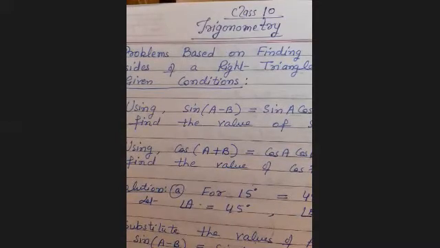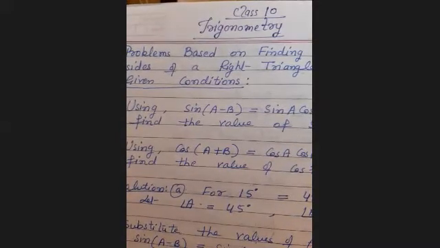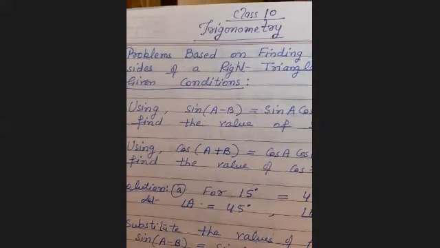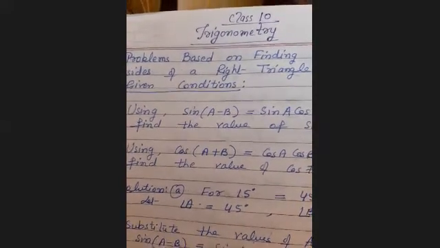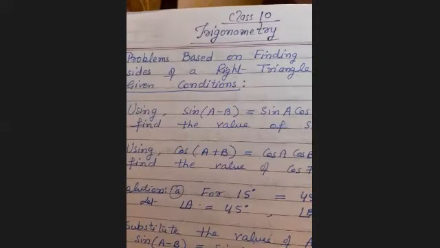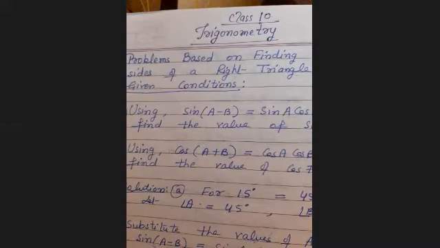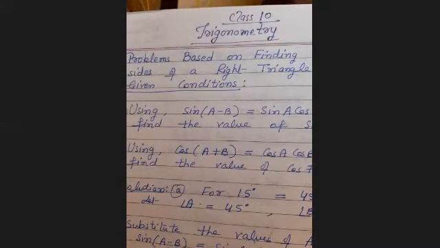Let us continue chapter trigonometry. We are discussing here problems based on finding angles and sides of a right triangle under given conditions. Let us see first question.